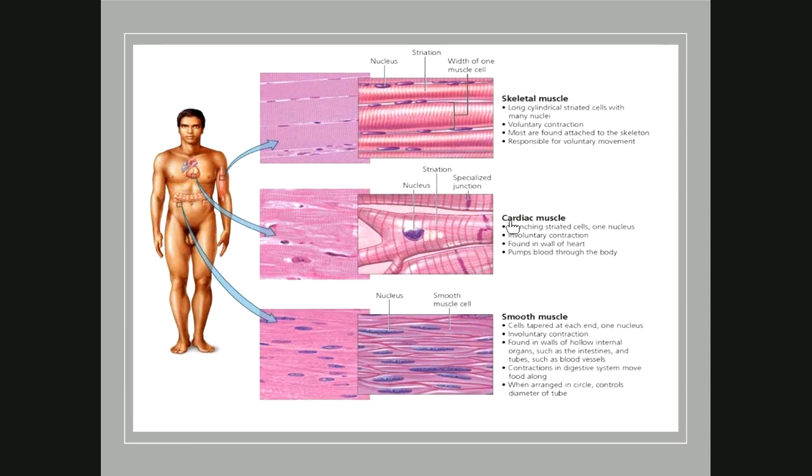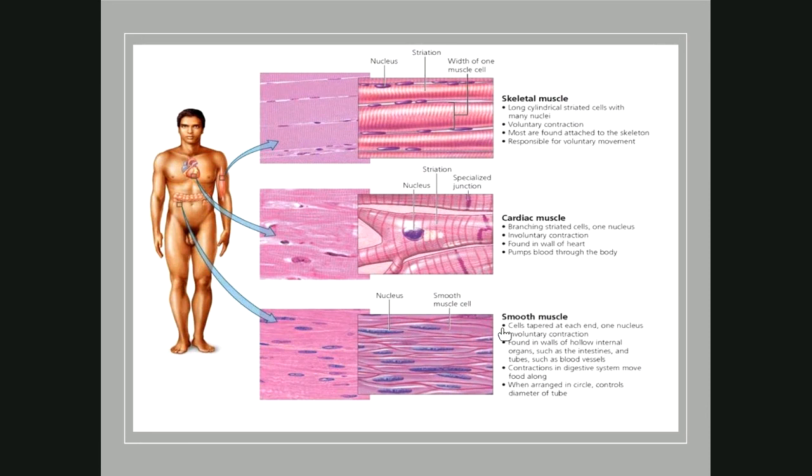Cardiac muscle are branched. They're smaller. There's only one nucleus per cell. They're also striated, as we can see in here. They're found only in the heart, and they're involuntary and have autorhythmicity.